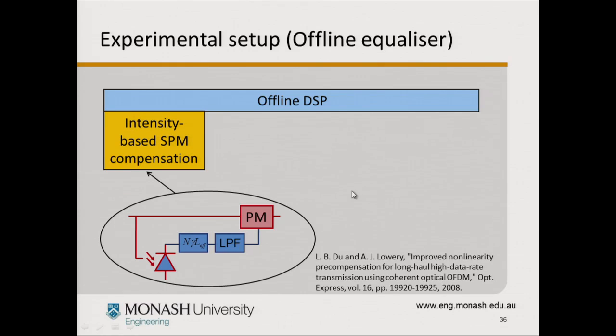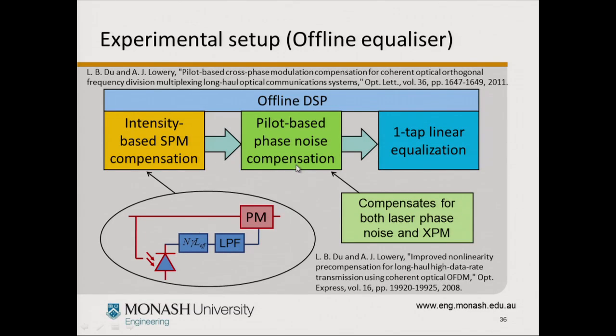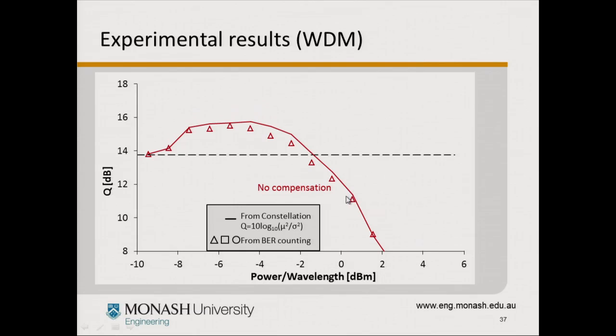Okay, so the offline digital processing comprised, firstly, of this single-step intensity-based self-phase modulation compensator, which is like the single-step inverse model approach. And then we use this pilot-based approach to compensate for the cross-phase modulation. And then we used a typical one-tap equalizer to equalize out the phase response, or chromatic dispersion response, from the channel.